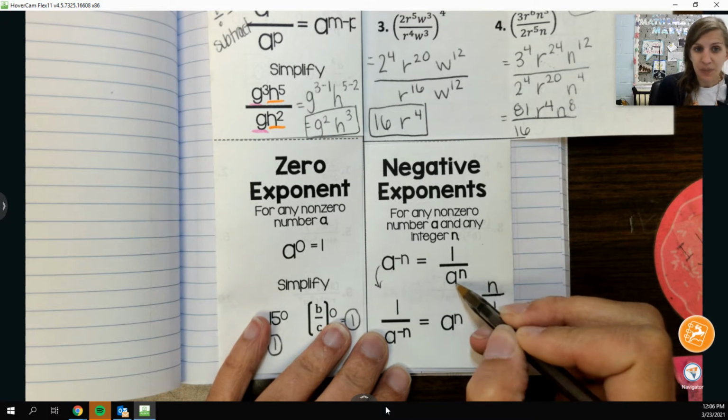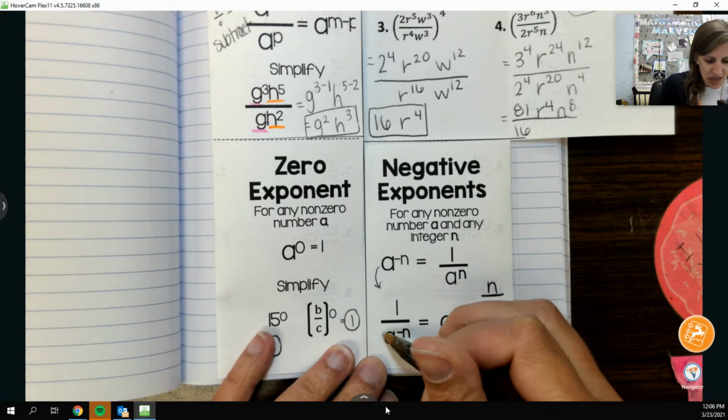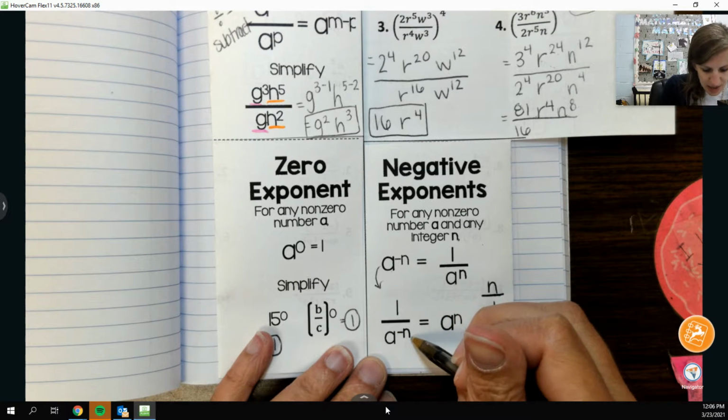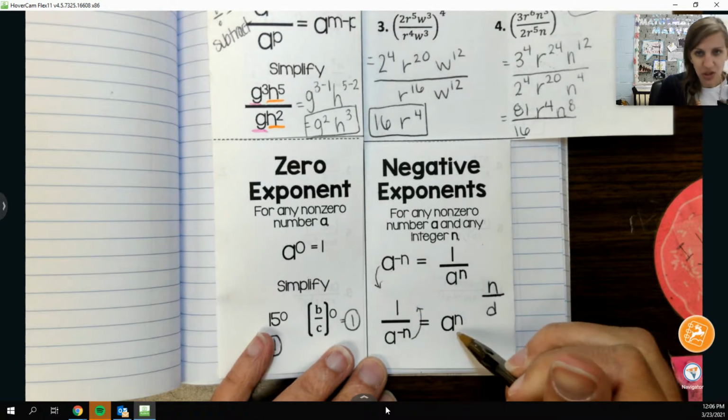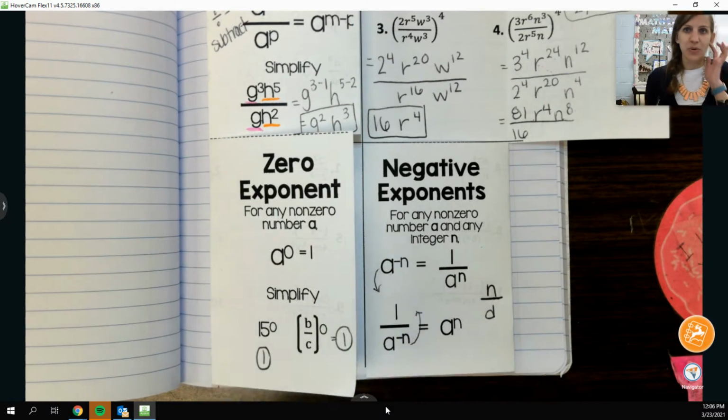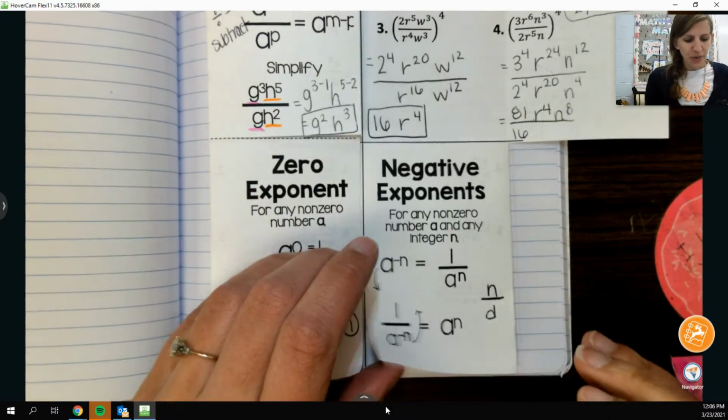So that's what we did here. And then this negative exponent is in the denominator, so I need to move the number to make it positive, and when it moves, it's up in the numerator now.